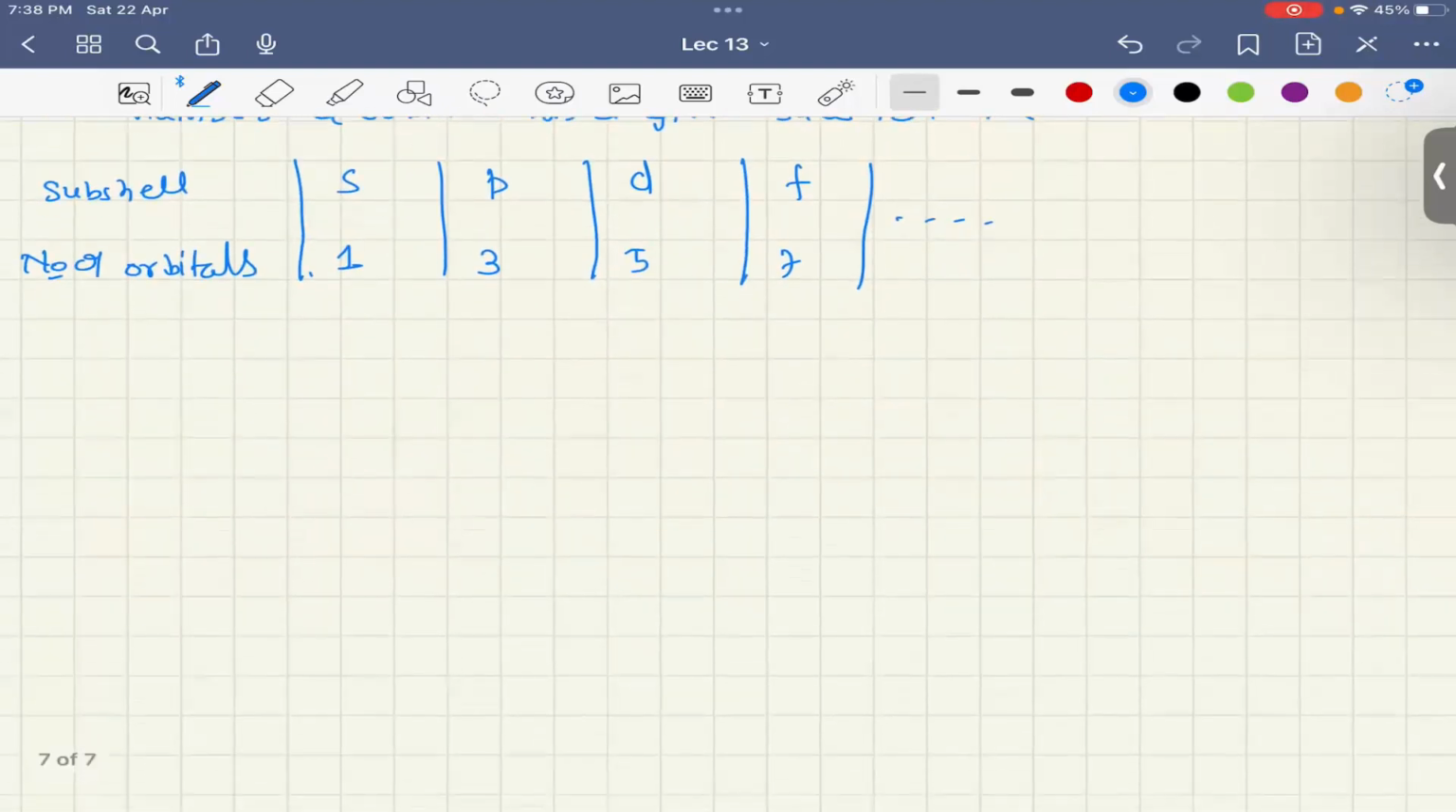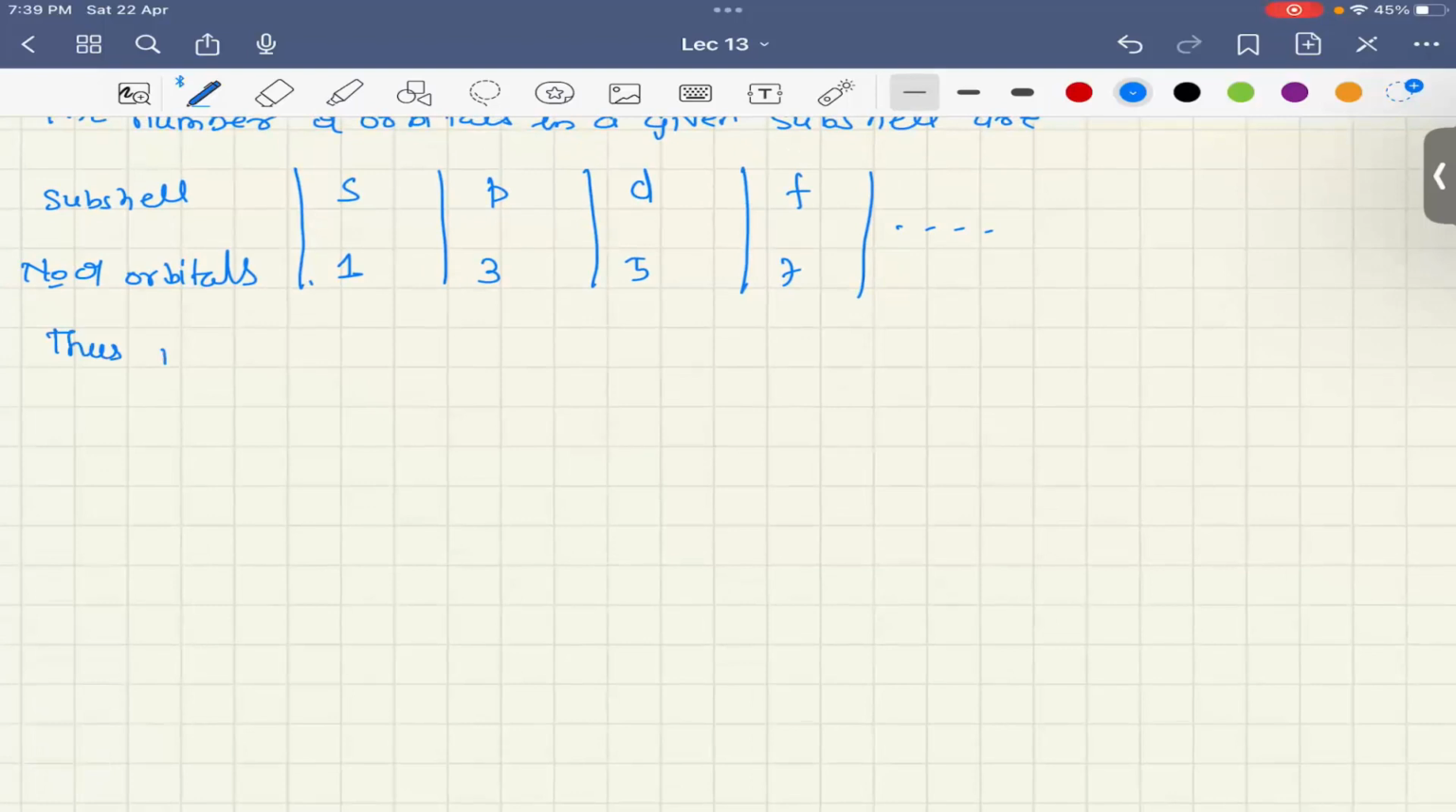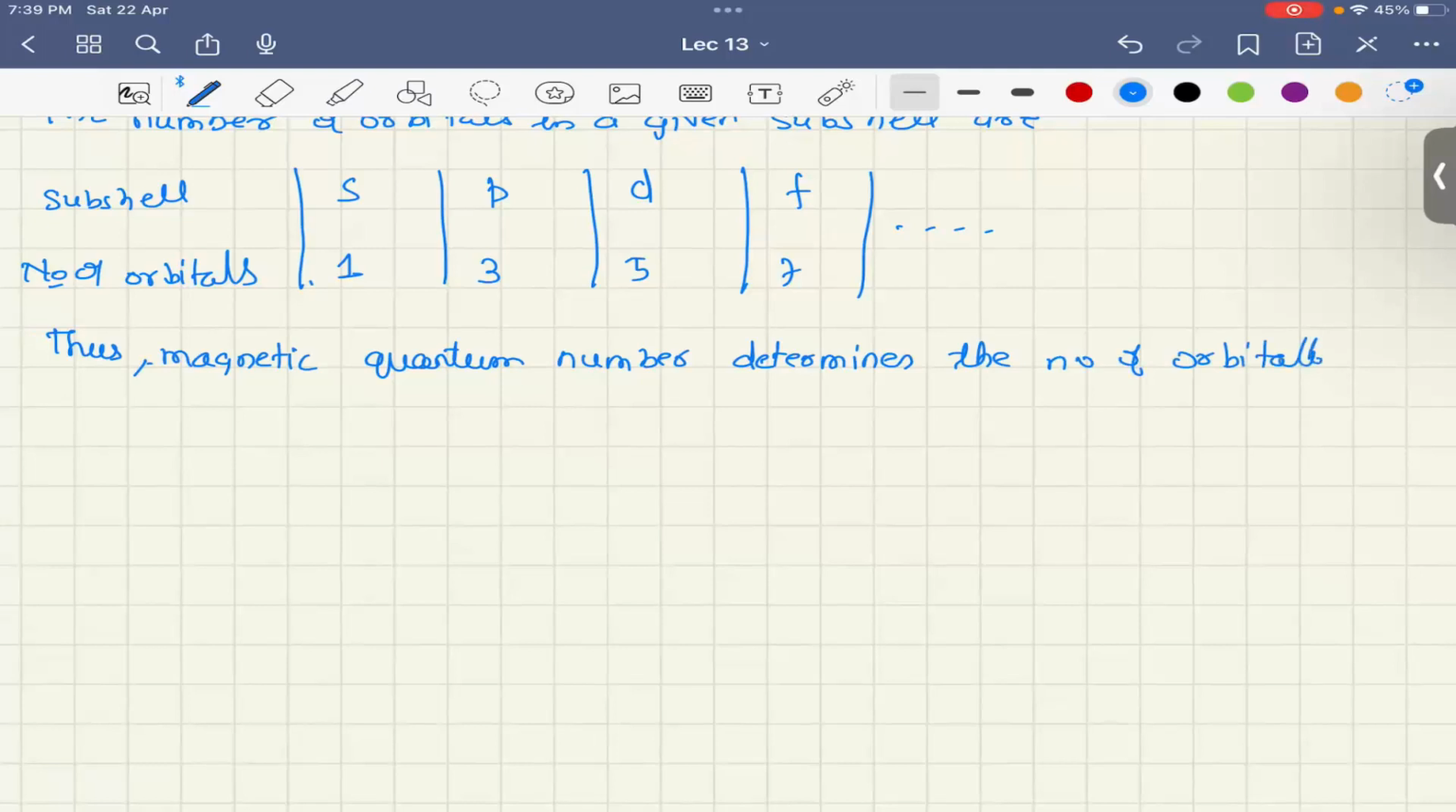Thus, magnetic quantum number, what does it do? The magnetic quantum number determines the number of orbitals present in a given subshell.